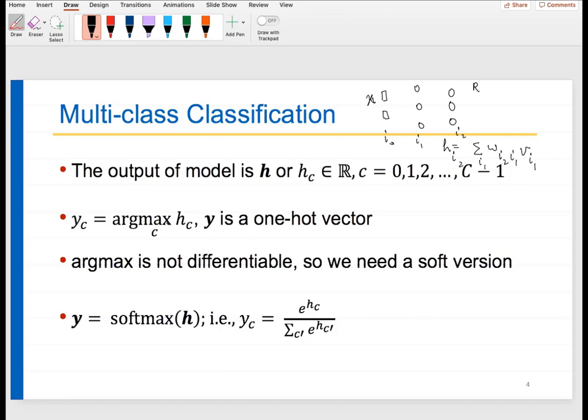And then my Y is, you remember last time we discussed this multi-class classification problem. This kind of decision rule does not have any ambiguous regions. We discussed it in the last class. So that's why we are using this approach. Yc is equal to argmax of Hc, and Y is a one-hot vector. This is straight from previous class discussion.